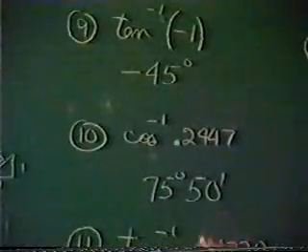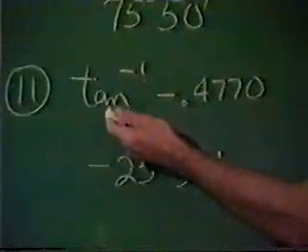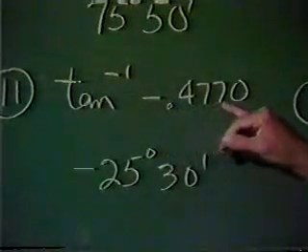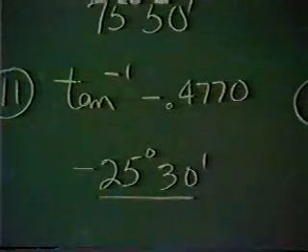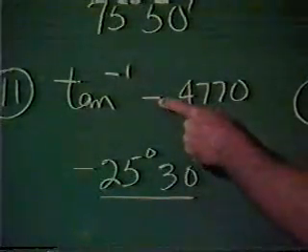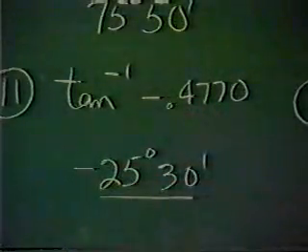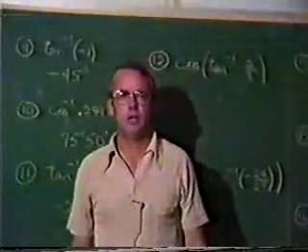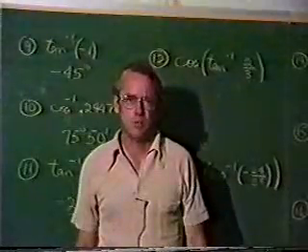All right, now let's go back to example 11. What angle has a tangent of minus 0.4770? So we find 0.4770 in the middle of the tables, and that gives us the angle of 25 degrees and 30 minutes. The minus is quadrant 4, so the angle is minus 25 degrees and 30 minutes. All right, I hope that helps you understand what an inverse function is asking for and what it means.